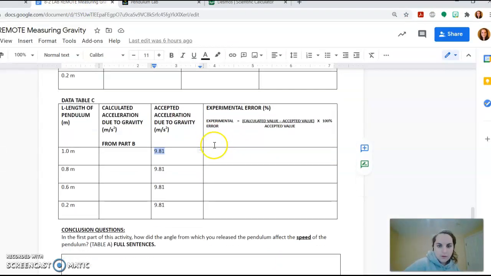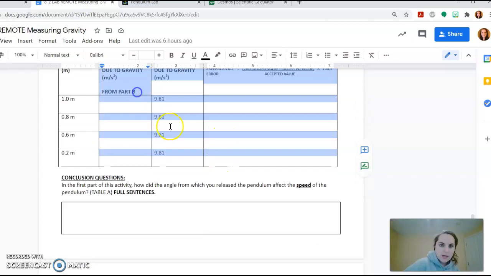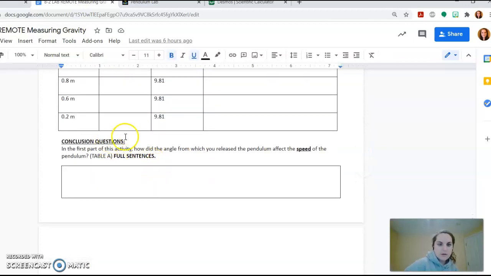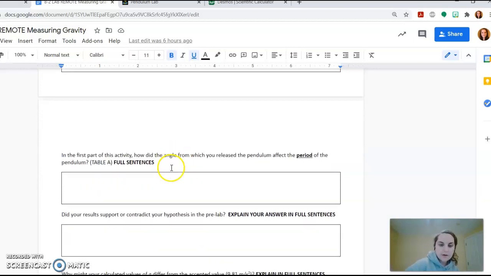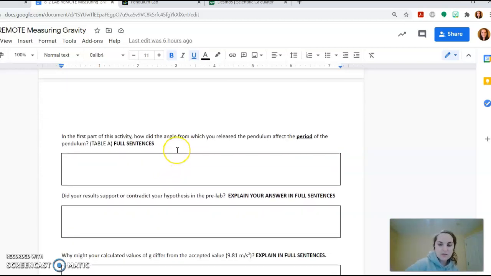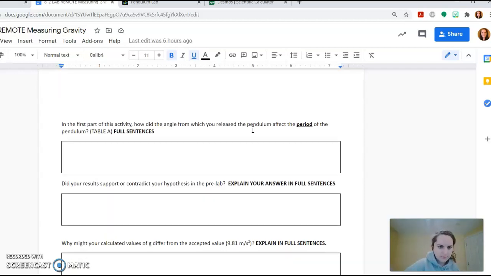All right, so after you finish this, you would have all of your data. So now you can work on your conclusion questions. Okay, so in the first part of this activity, how did the angle from which you release the pendulum affect the speed of the pendulum? Okay, and in the first part of this activity, how did the angle from which you release the pendulum affect the period of the pendulum? So just go back and look at what you said for speed and look back at what you put for the period times and which one was the least, which one was the greatest, and why do you think so?